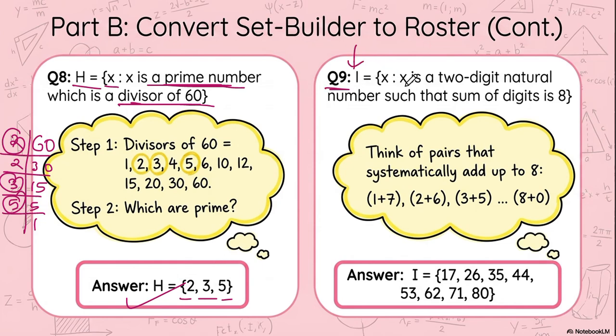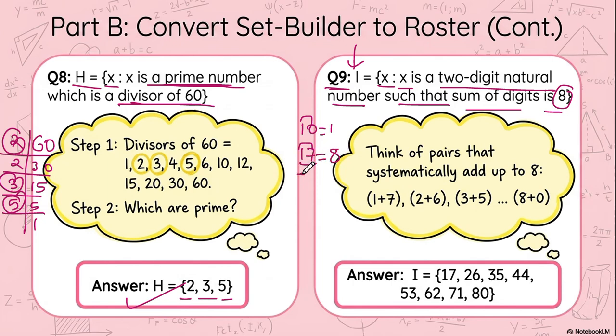The set I is given: I is equal to X such that X is a 2-digit natural number such that the sum of the digits is 8. So we require the sum to be 8. A 2-digit number starts from 10. So 1 plus 0 is 1, but we want the sum to be 8. So which number will give sum 8? The first number we get is 17. So 1 plus 7 is equal to 8.